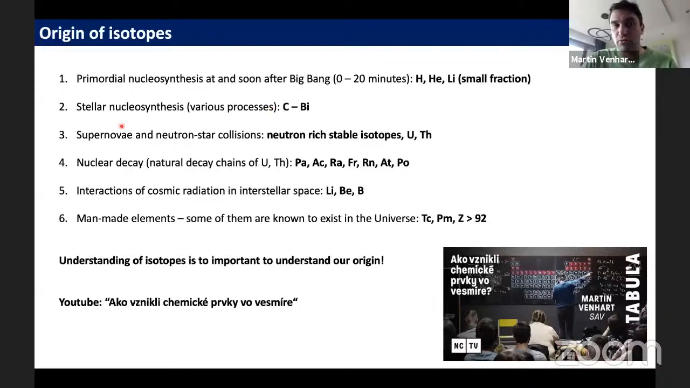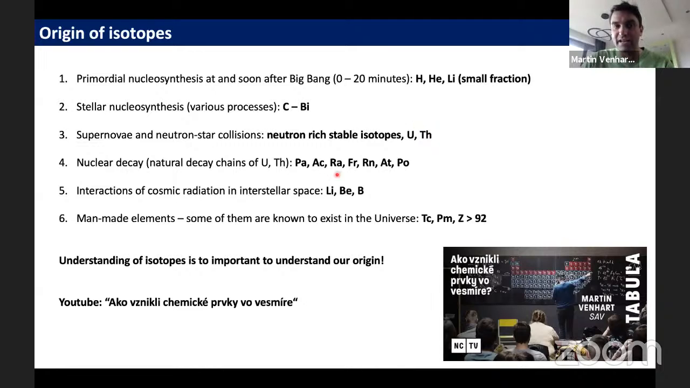Then the stellar nucleosynthesis, the various stages of the life of the star, produce different elements through different processes. This can produce elements between carbon and bismuth. We'll see an example of how the carbon is produced in the stars. Supernova explosions and the neutron stars collisions are responsible for neutron-rich stable isotopes and for uranium and thorium.